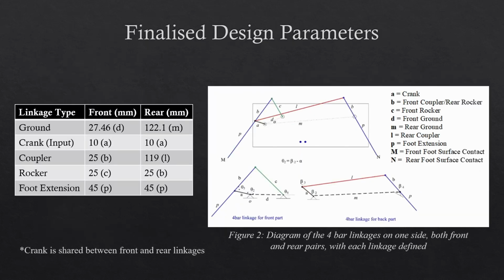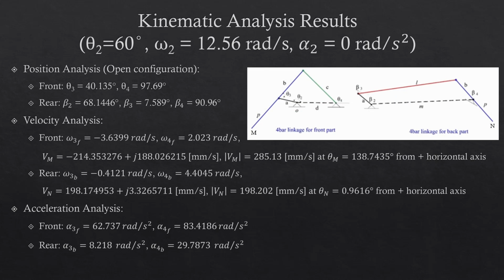Therefore, the finalized design parameters are obtained, which also satisfy the Grashof condition and transmission angle range. With reference to Figure 2, the results for each linkage can be seen in the table below. It should be noted that the crank is shared between front and rear linkages. Next, the kinematic analysis results are as shown below.